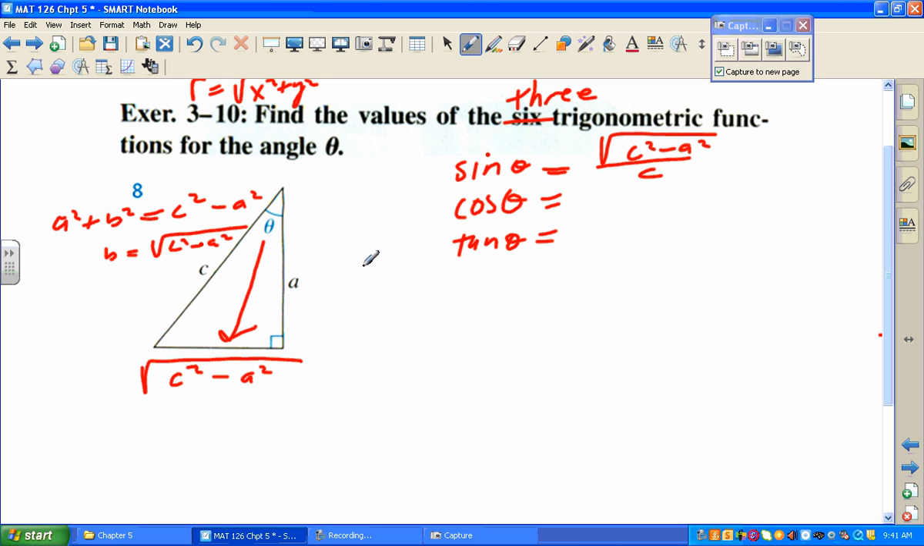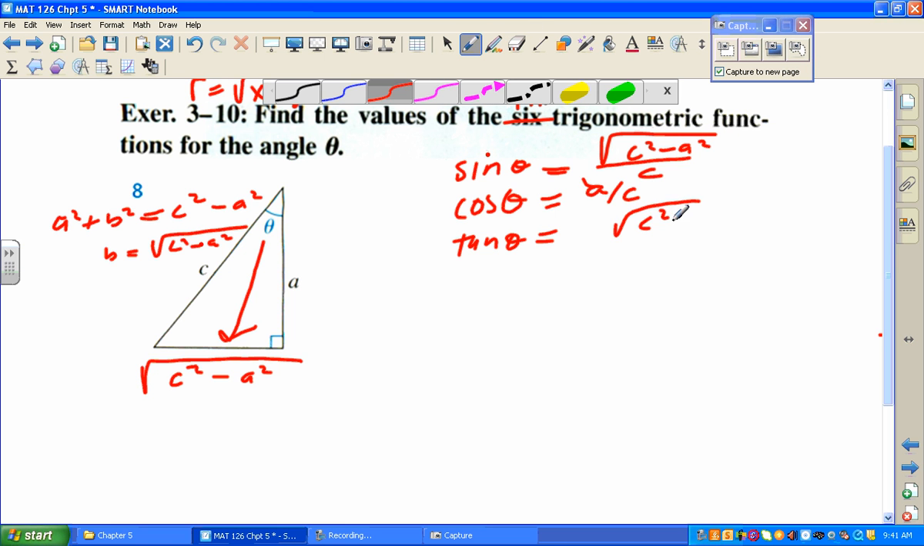What's the cosine of theta going to be? What's the adjacent side? A. What's the hypotenuse? C. A over C. What is the tangent going to be? Square root of c squared minus a squared all over a. And that's your final answer. Okay? You can't use b, you have to use the radicals.